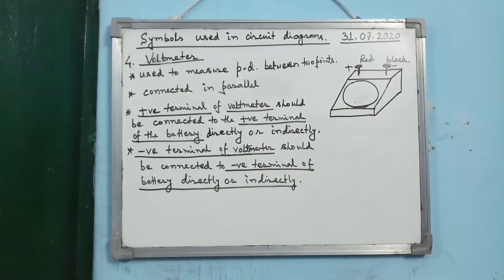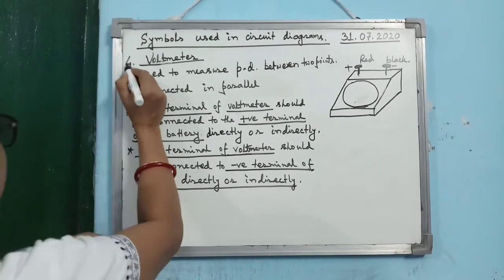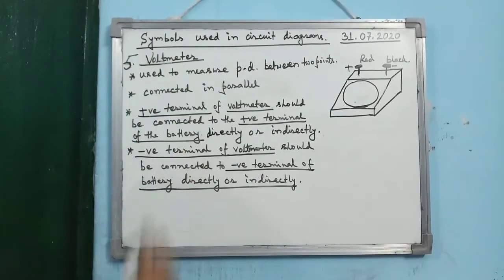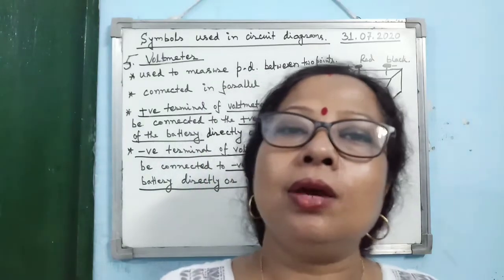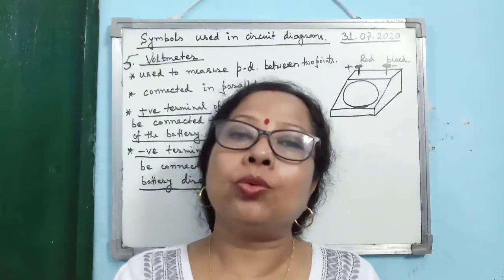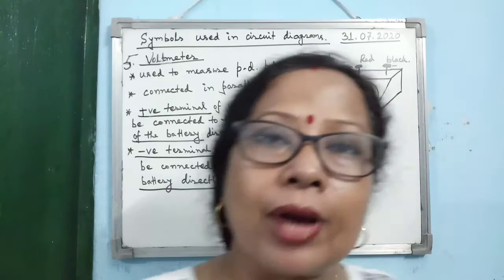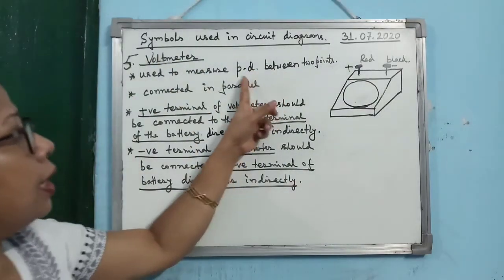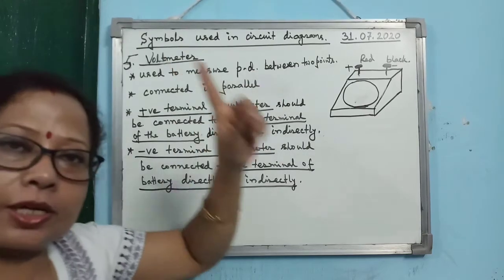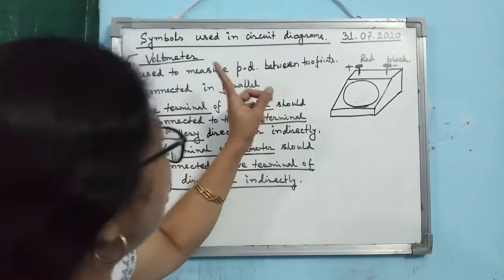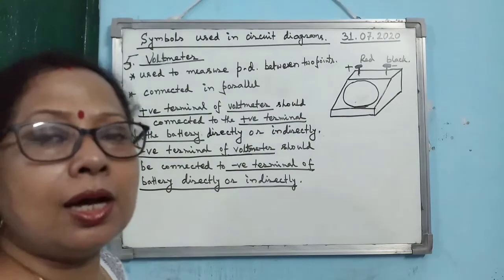Next device is known as the voltmeter. Now, voltmeter, volt you know, volt is what? SI unit of potential. Potential difference also. So, what is a voltmeter? Voltmeter is a device by which we can measure potential difference. PD I have written. PD is a short form of potential difference. You can use that short form also. Potential difference between the 2 points.